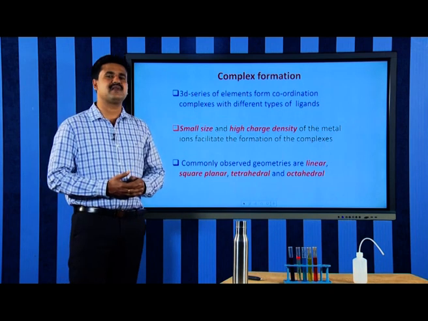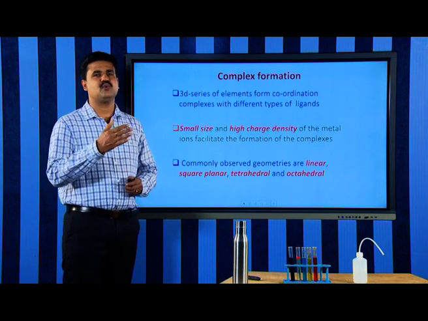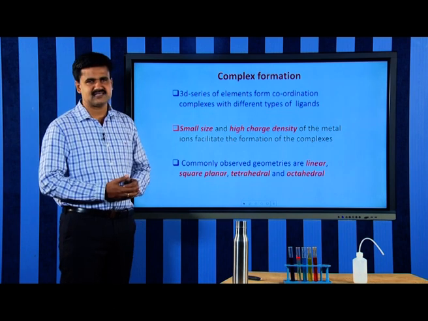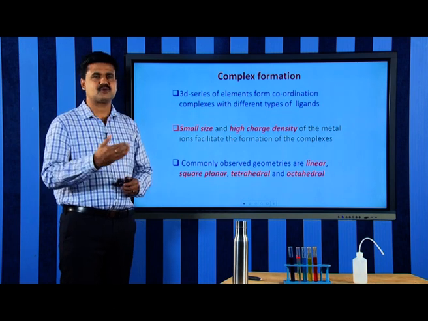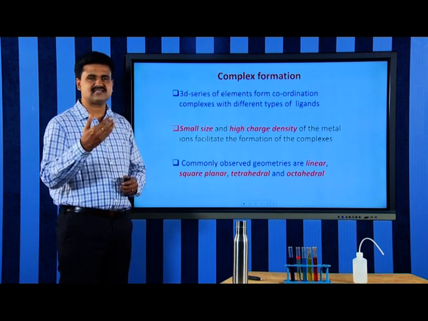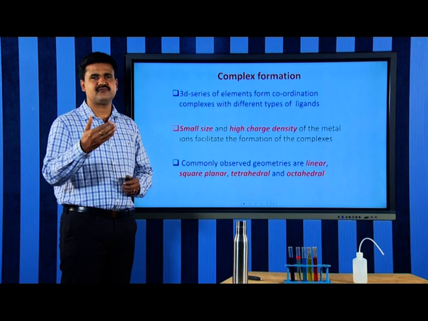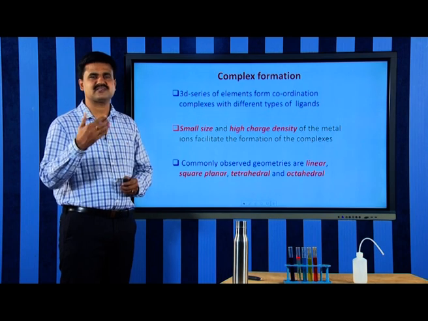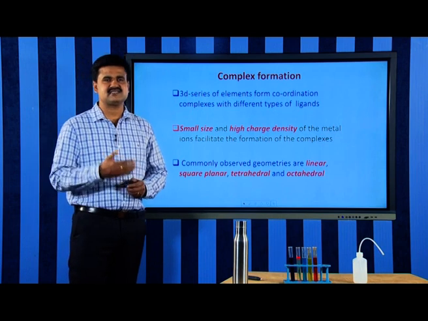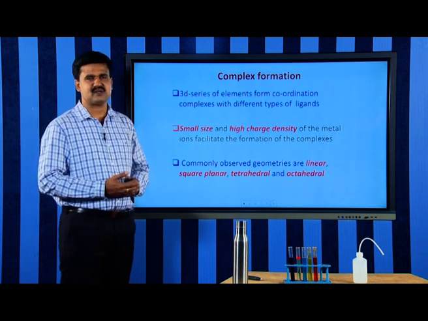Now, the complex formation tendency. All the d block elements have the tendency to form coordination complexes. Coordination complexes are obtained by the combination of central transition metal or its ion with a group of molecules or ions or species called ligands. A ligand is a species which is capable of donating at least a pair of electrons.